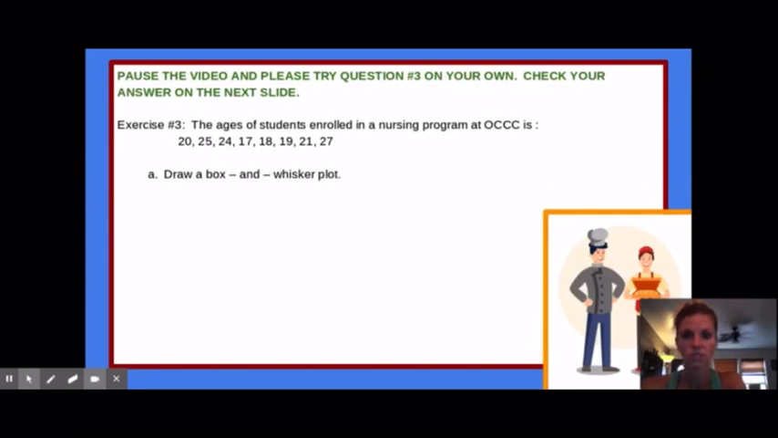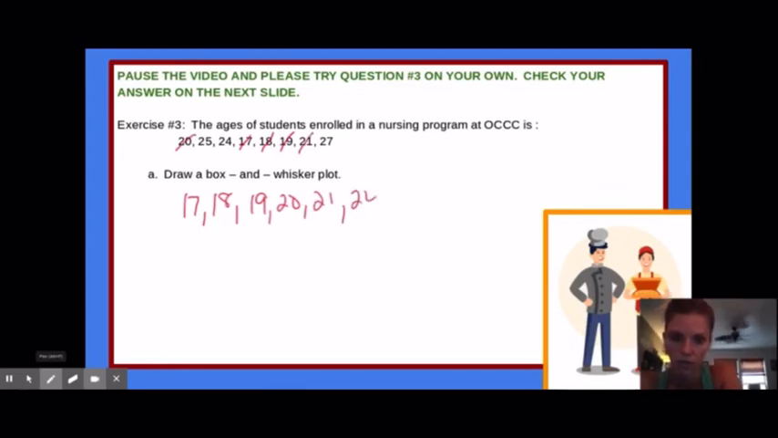It says the ages of students enrolled in a nursing program at AUK are as follows. We're going to draw the box and whisker plot. So step 1, put them in order from smallest to biggest. So there's a 17-year-old. That's impressive. 18-year-old. A 19-year-old. A 20-year-old. A 21-year-old. A 24-year-old. A 25-year-old. And a 27-year-old.